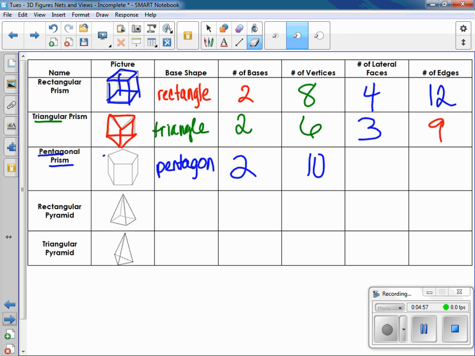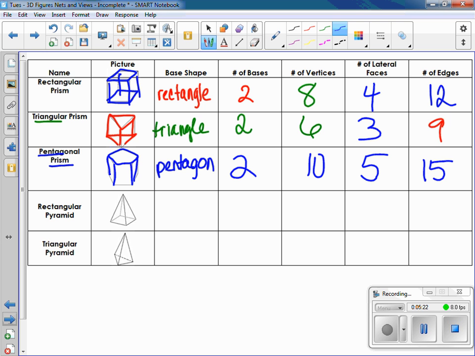Lateral faces. Okay, all these rectangles, those are your lateral faces. Remember me saying that every prism has rectangles? Well, that's your lateral faces. This is your base because it's that oddball shape. So there are 5 lateral faces. You can't see 2 of them because they're in the back. Number of edges, 5 around the top, 5 around the bottom, 5 around the center.